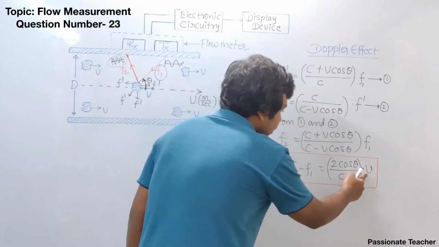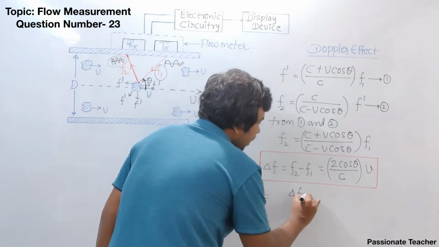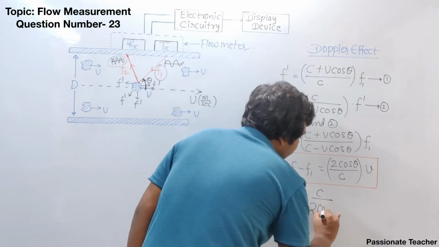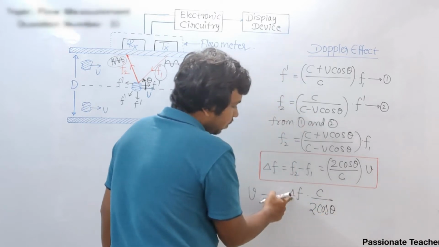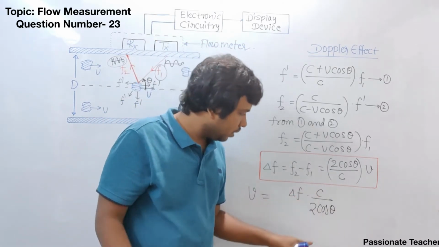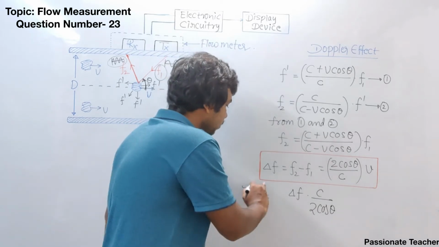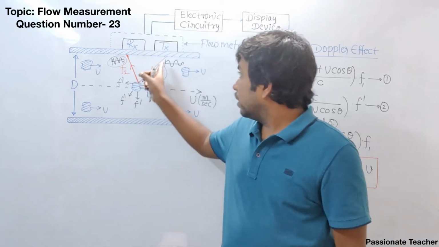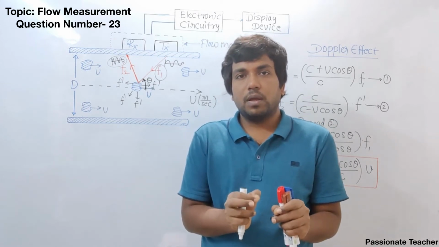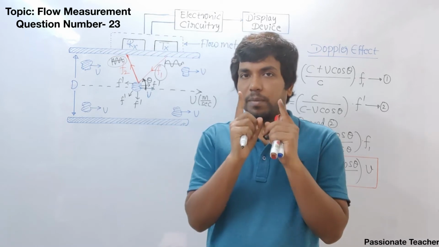How is it possible? The velocity of the fluid from here can be written as delta F into C by 2 times cos theta. Correct? So if you can calculate the value of delta F, then you already know the value of C, and you know the value of theta. If you substitute all these, you will be able to find the fluid velocity. This particular setup, or flow meter, is useful if the fluid has suspended particles or dirt particles, number 1.